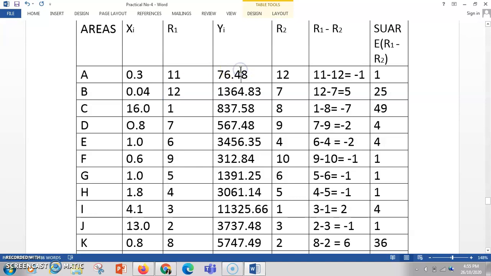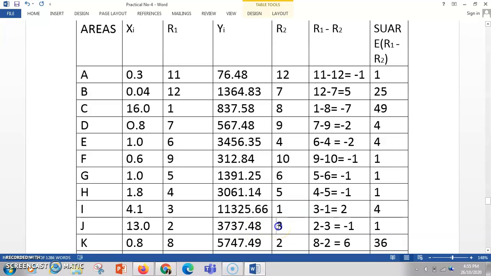Now this is the next column. In this column also you have to give the rankings. Okay, the highest is 11,325. So this is for the first number. Second highest is 5,747. This is for the second number. Third highest is 3,737.